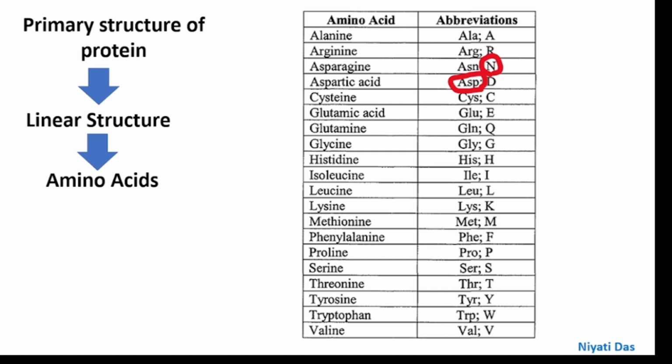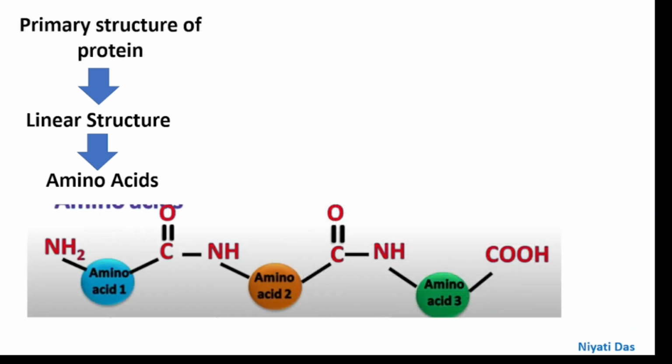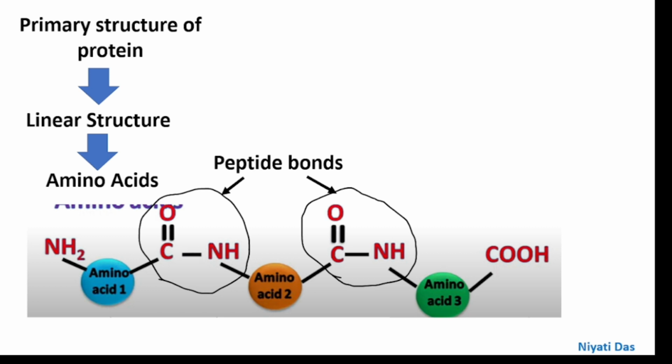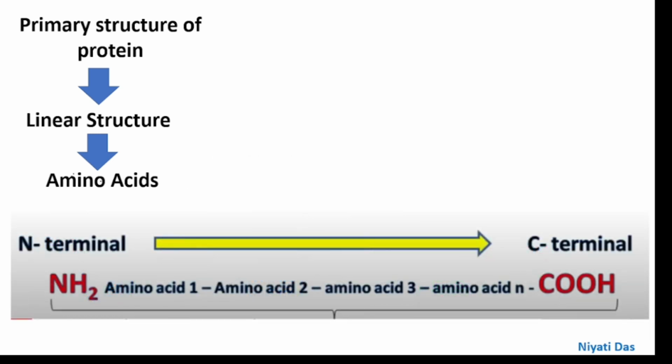In protein, the linear sequence of amino acids is written in either 3-letter or 1-letter form. The amino acids are attached to each other by peptide bonds. The primary structure of protein is always written from the N-terminal end first to the C-terminal end of the last amino acid.